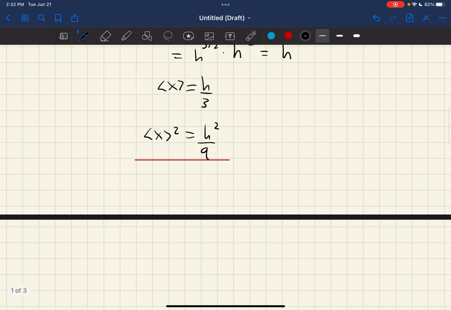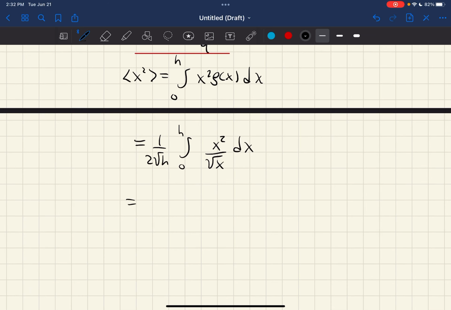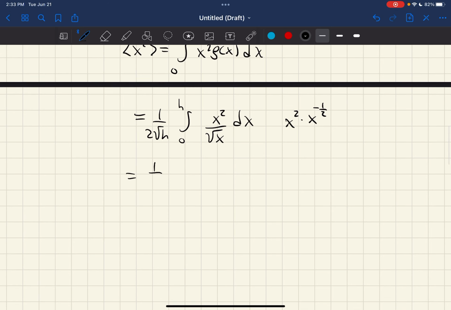Now, for the next part, we need to find the expectation value of x squared, which is given by this integral, x squared rho of x dx. So now we'll just plug everything in. I'm going to pull out the 1 over 2 root h. This is an integral from 0 to h of x squared over root x, which, once again, if you just do this simplification here, this is x to the minus 1/2. So you're going to get 4 over 2 minus 1 over 2, or 3 over 2. So you get 1 over 2 root h integral from 0 to h of x to the 3 over 2 dx.